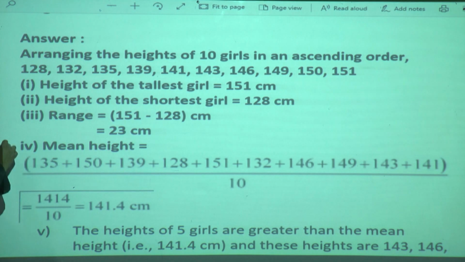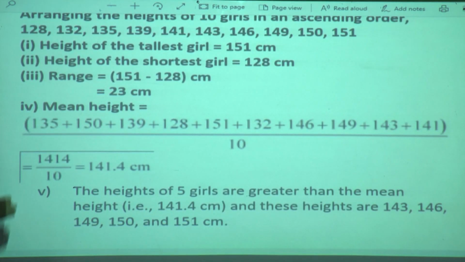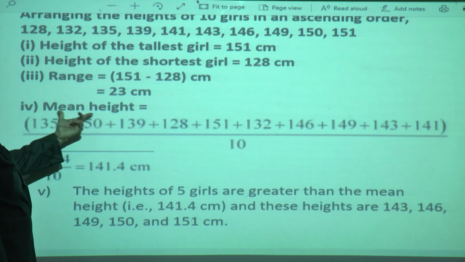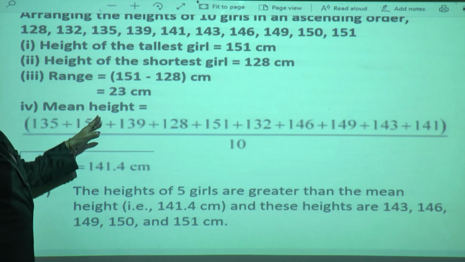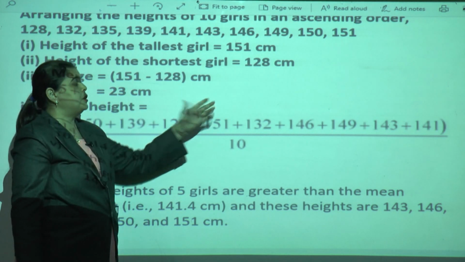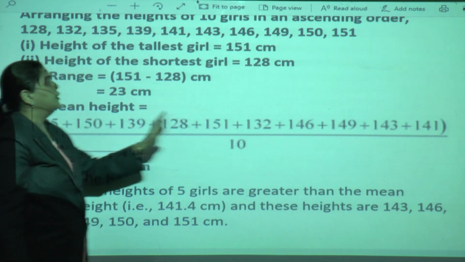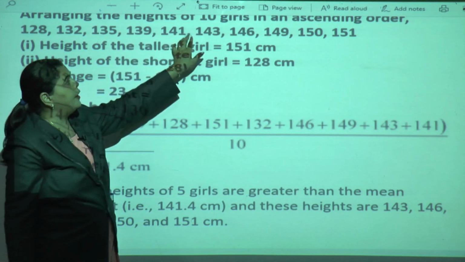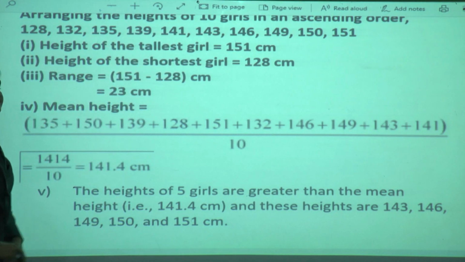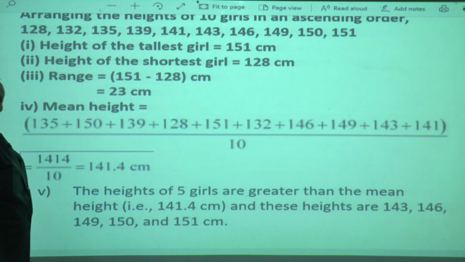Now the next question was, find the mean height. Mean height is again nothing but the arithmetic mean. So what is the mean height? You know the formula. The mean is the sum of observations, meaning you have to total all the observations, which you can write in ascending order, or whatever is given in the question, upon the number of observations. It is already given, the heights of 10 girls.